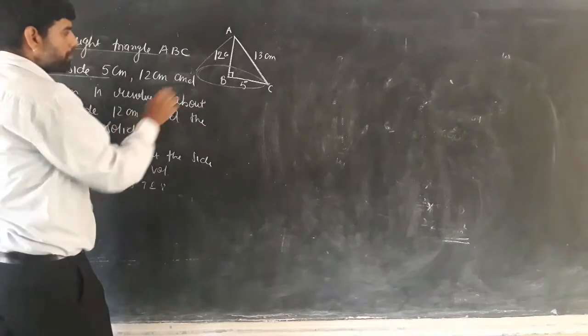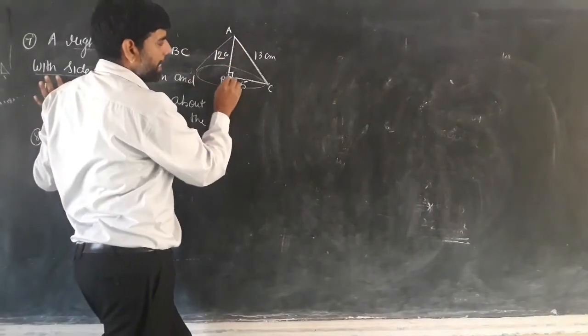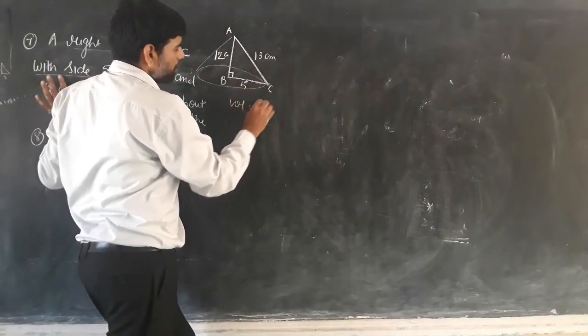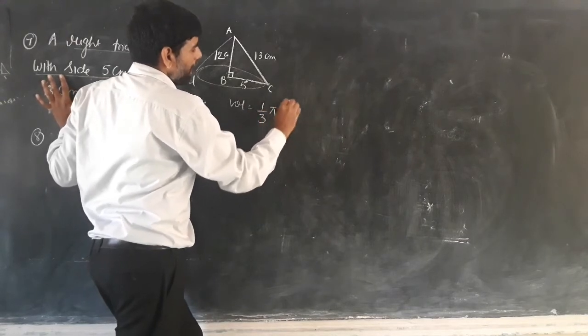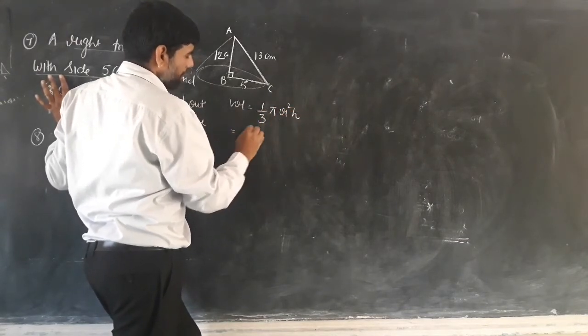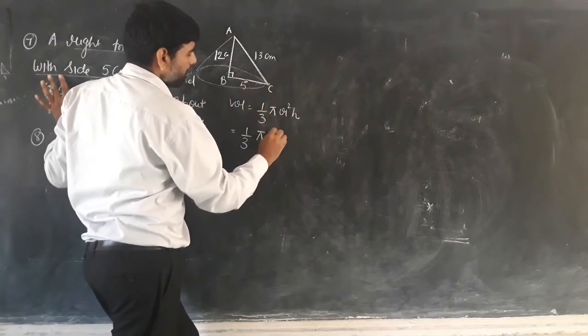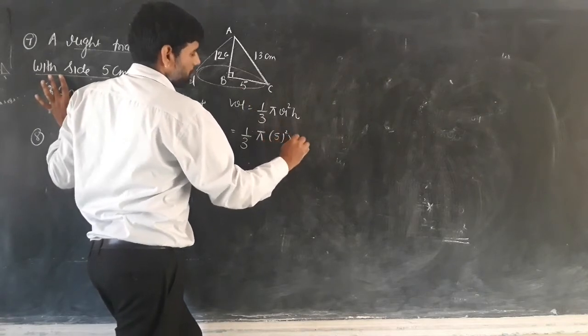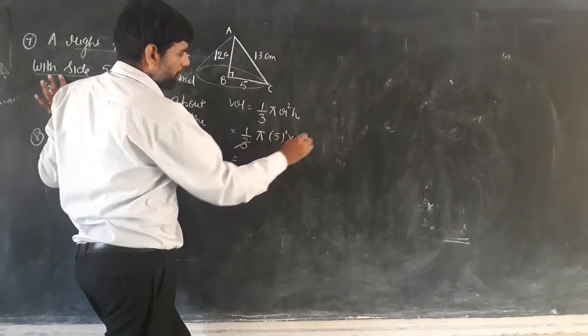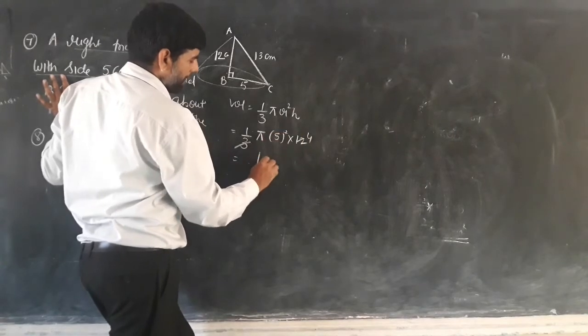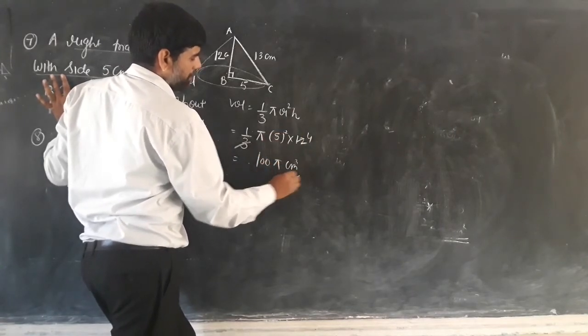Find the volume of the solid. That is, height is 12 and radius is 5. So volume is equal to 1 by 3 pi r square h. 1 by 3 pi, radius is 5 square, height is 12. That is, 3 fours are 12, 25 fours are 100 pi centimeter cube.